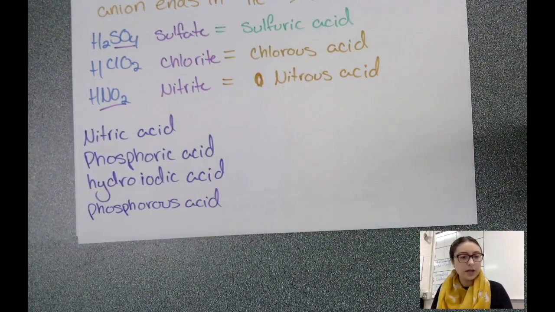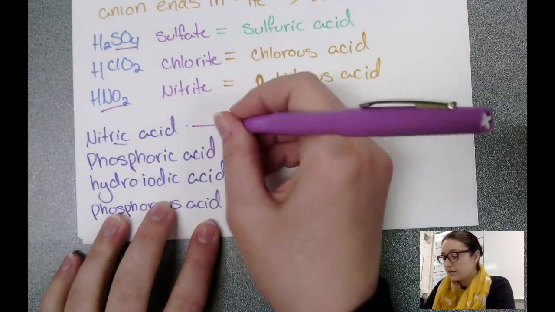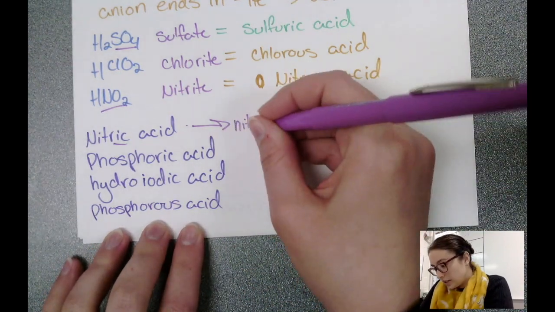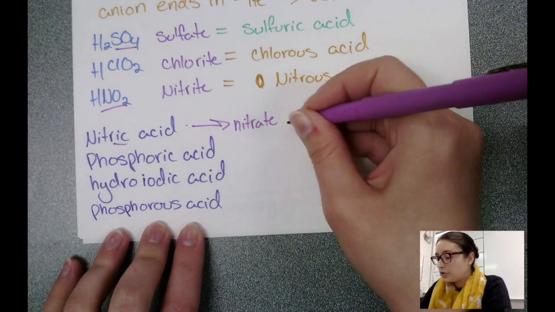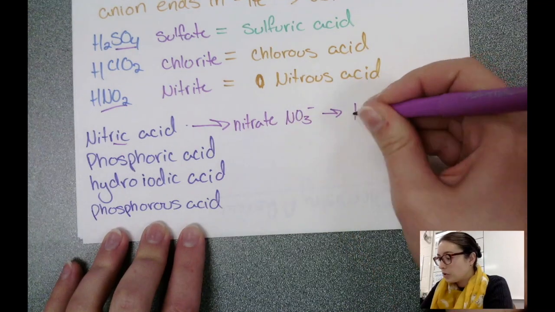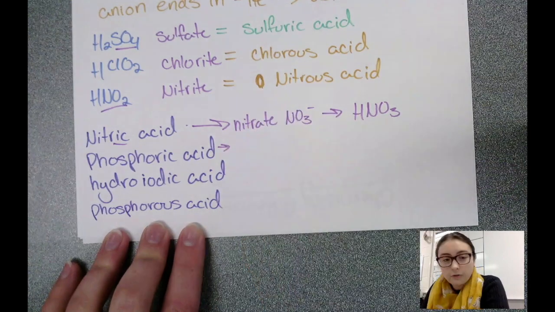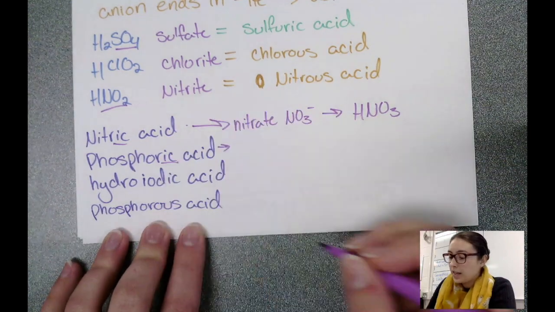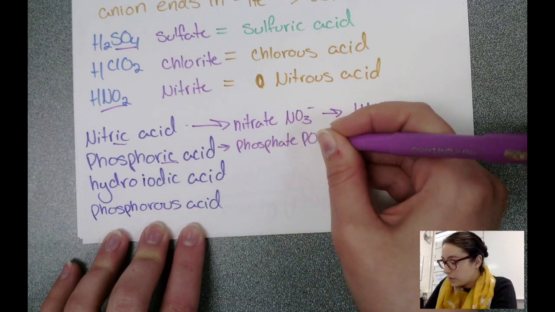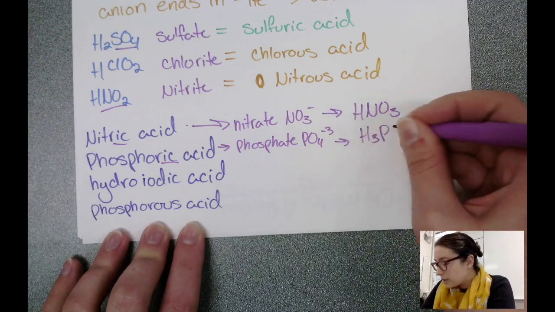So again, when I'm writing out these names, nitric acid. So the ending is IC, so that means that the anion is nitrate. Well, nitrate is NO3 with a -1 charge. So that means its formula would have to be HNO3. Phosphoric acid. Well, the ending is IC, so that means the anion must be phosphate. Phosphate is PO4 with a -3. Well, that means that its formula has to be H3PO4.